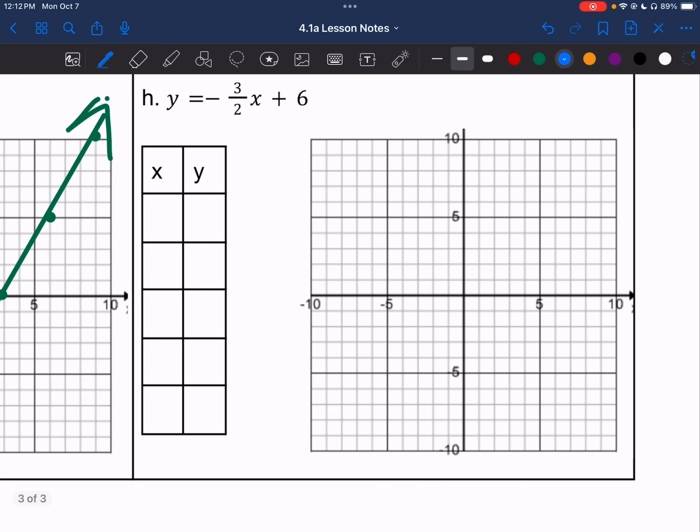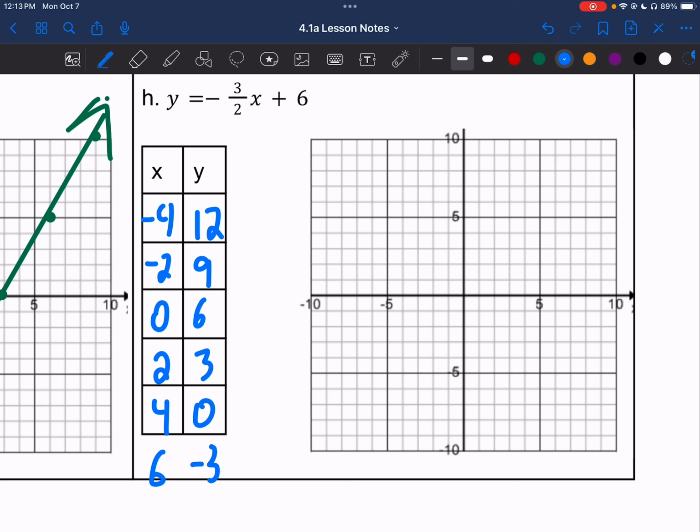Okay, letter H. We have -3/2 x plus 6. Our multiples are going to be of 2, so -4, -2, 0, 2, and 4. And when I find my y values, I get 12, 9, 6, 3, and 0. We're going to add in one more. We're going to do 6, and that is at -3 then.